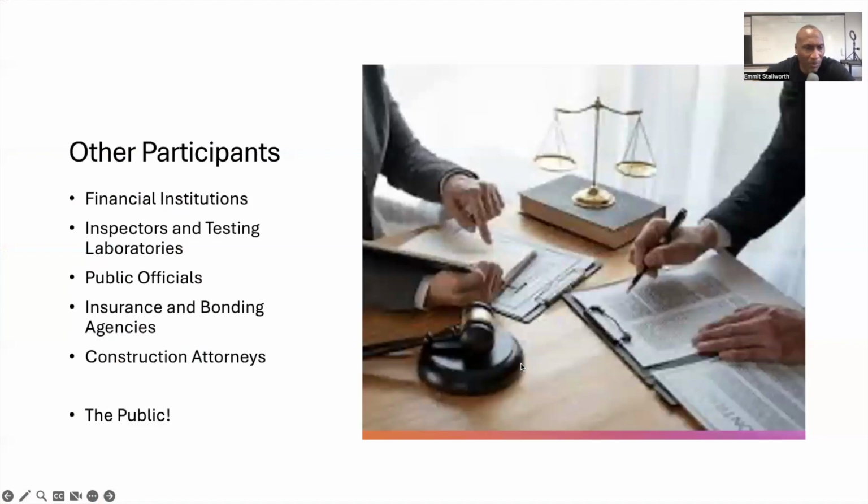Here go some more participants that you're going to see in the building project process too, guys. You got financial institutions, that's your banks, credit unions, etc. You got your inspectors and testing laboratories. I had a girl come out and test the house yesterday. And you have home inspectors and stuff, man. They do good as well if you can stay busy.